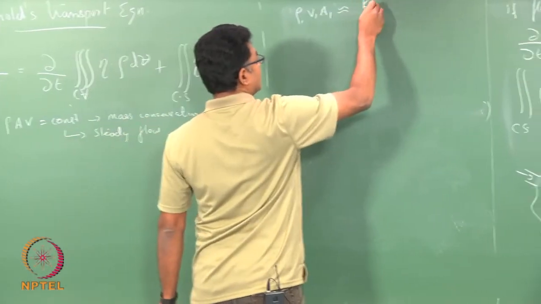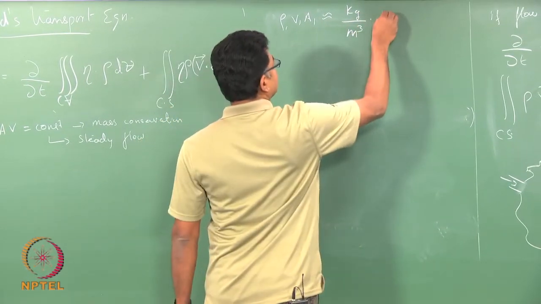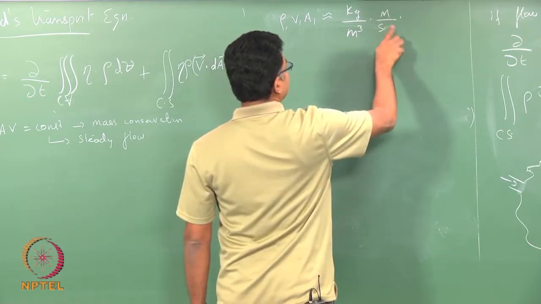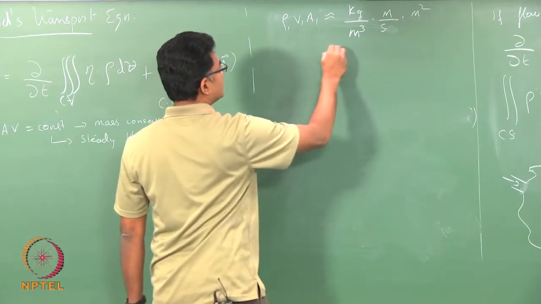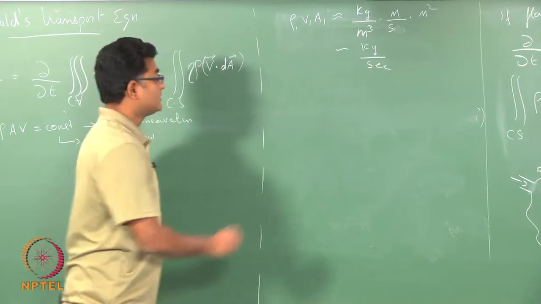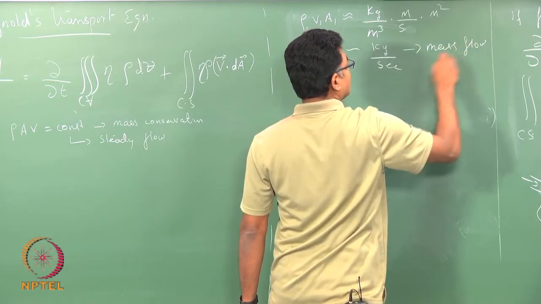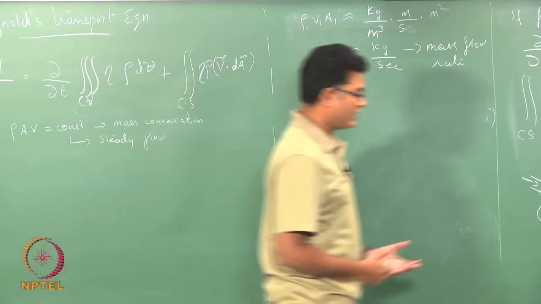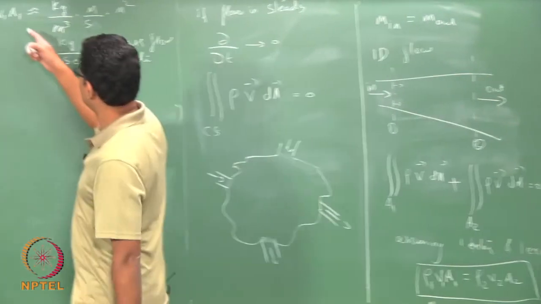Density is kg per meter cube, velocity is meter per second, and area is meter square. So, this is kg per second. So, this is mass flow rate, okay. The rate at which the mass is flowing in any 1D system is what is given here as rho A V.